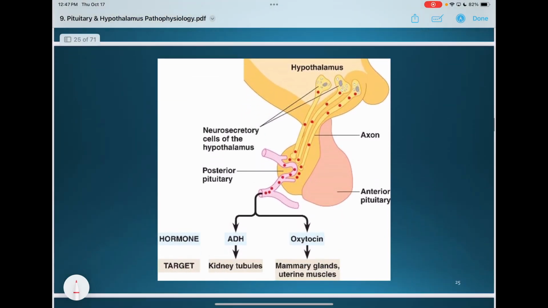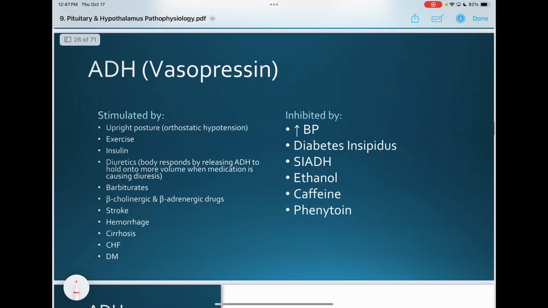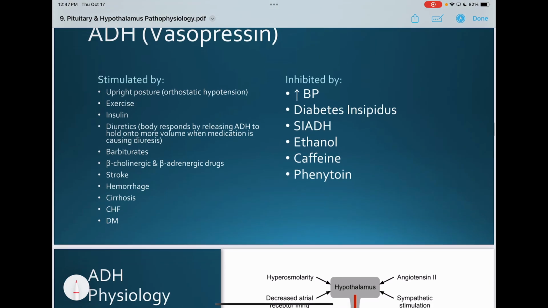Okay, posterior lobe, ADH, oxytocin. ADH is stimulated by upright posture, so that orthostatic hypotension, exercise, insulin, diuretics, beta, cholinergic and adrenergic drugs, stroke, hemorrhage, and so on and so forth. Inhibited by high blood pressure. These two things go together, diabetes insipidus and SIADH, having to do with the release of antidiuretic hormone. SIADH has too much ADH. Diabetes insipidus has too little ADH.